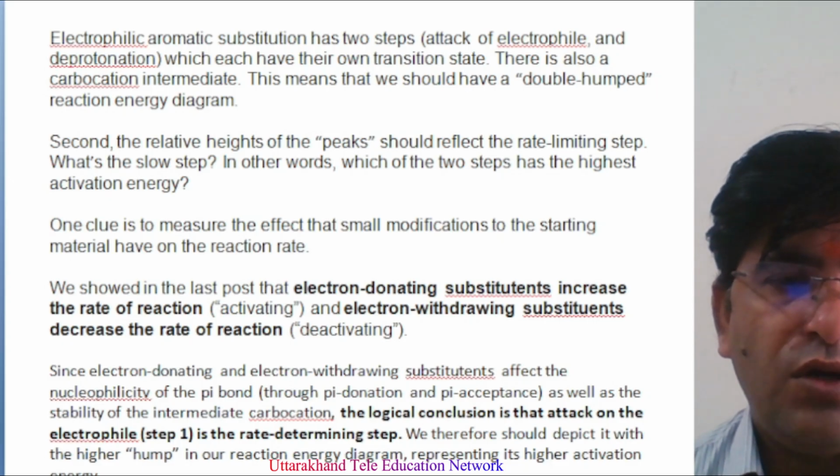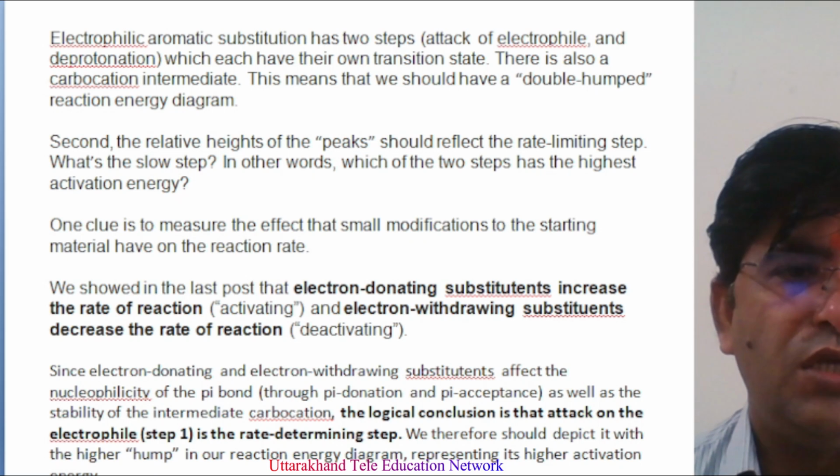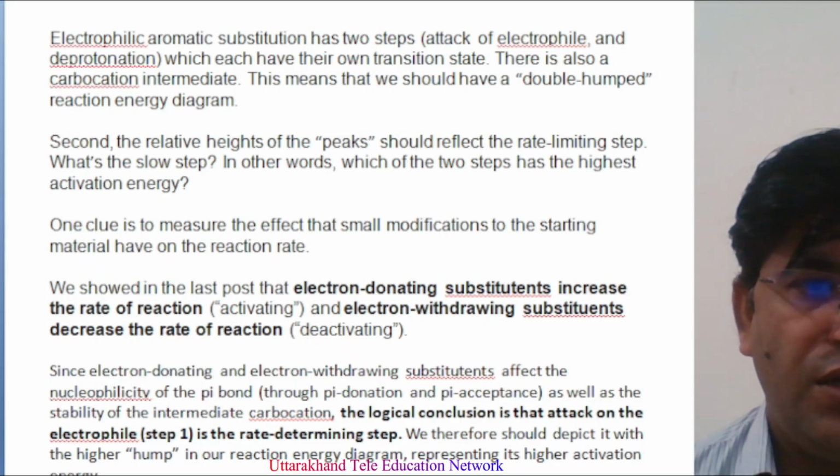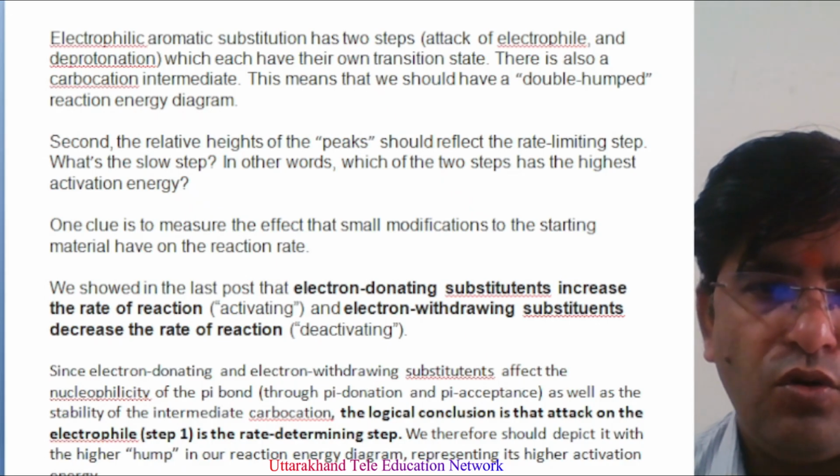We saw electron donating substituents increase the rate of reaction, that is the activating groups, and electron withdrawing substituents decrease the rate of reaction, that is the deactivating groups. The logical conclusion is that the attack on the electrophile step comes first. This is the rate determining step.